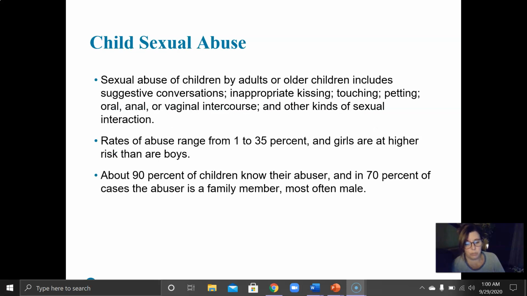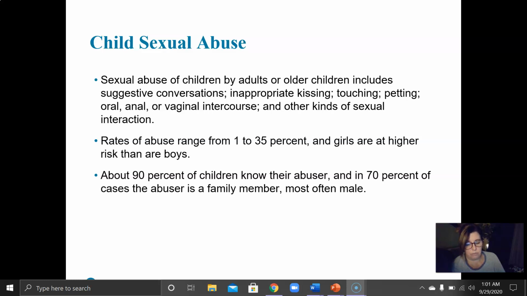Sexual abuse of children by adults or older children includes sexually suggestive conversations, inappropriate kissing, touching, petting, oral, anal or vaginal intercourse, and other kinds of sexual interaction. Girls are more commonly abused than boys, although boys are also frequent victims.